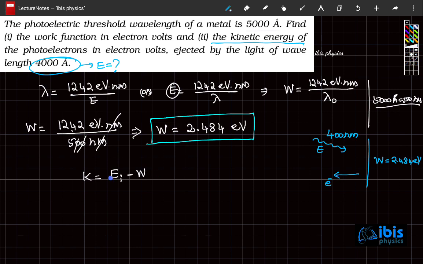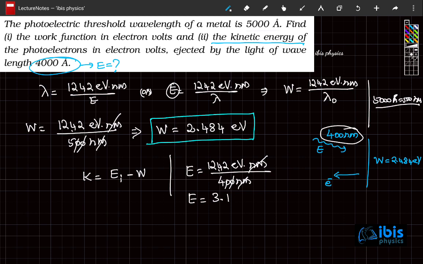So let us try to find the incident energy. Again use the same formula to find energy using the wavelength. Energy of the radiation is 1242 electron volt nanometer by lambda. Now what is the incident radiation? 4000 angstrom or 400 nanometer. So 400 nanometer, nanometer will be cancelled. 1242 by 400 is somewhere around 3.105 electron volt. Nanometer cancels and electron volt remains. So this is the energy of the incident radiation.